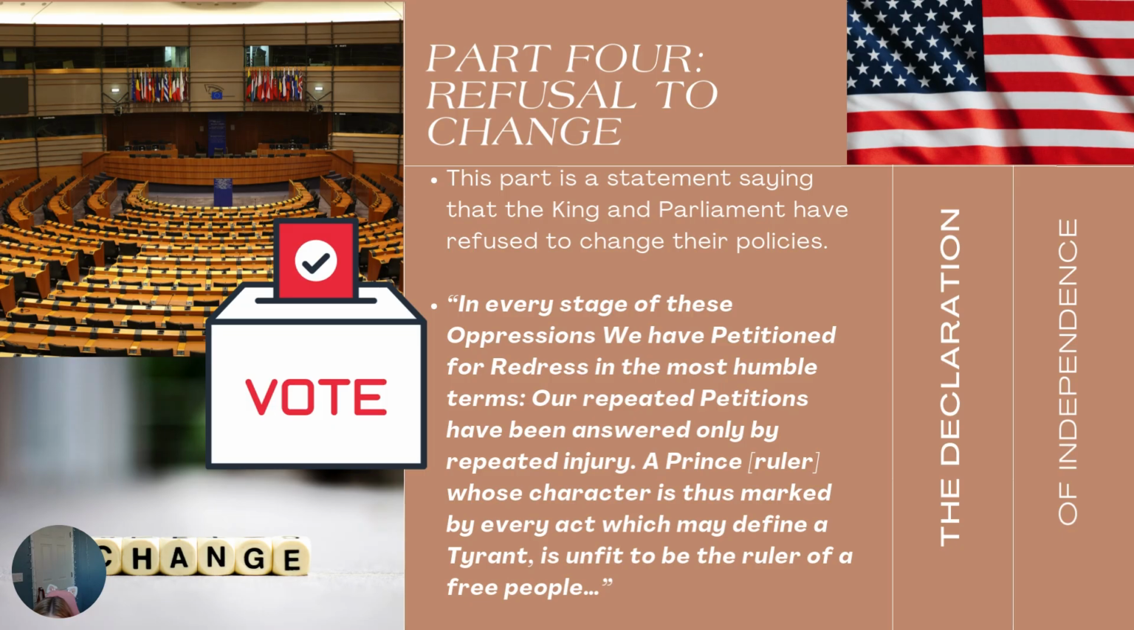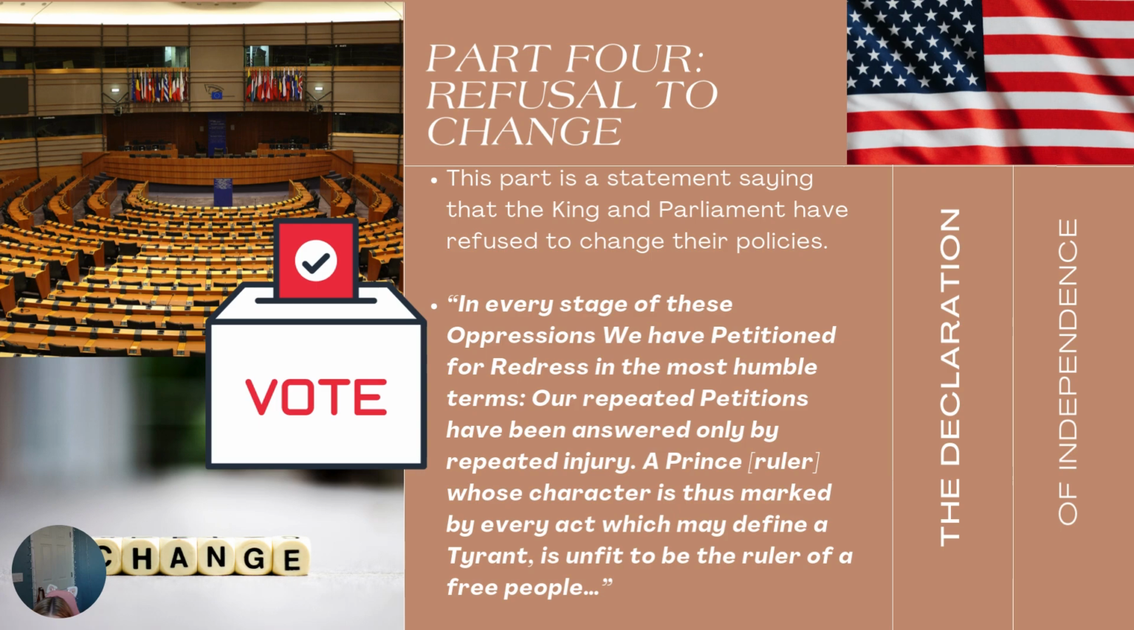Part 4 is called the refusal to change. This part is a statement saying that the king and parliament have refused to change their policies. So they're basically like, this is why we want to separate. Here are our reasons. Here are our complaints with Britain. And here's the part where I say, I've tried to figure it out. We've tried to compromise, but they refuse to change.